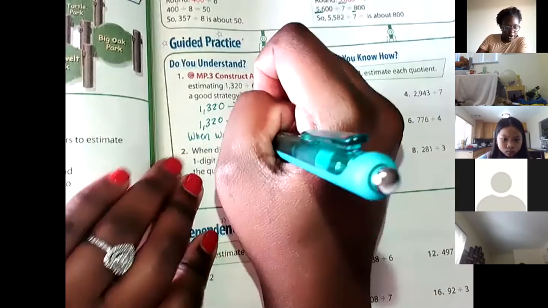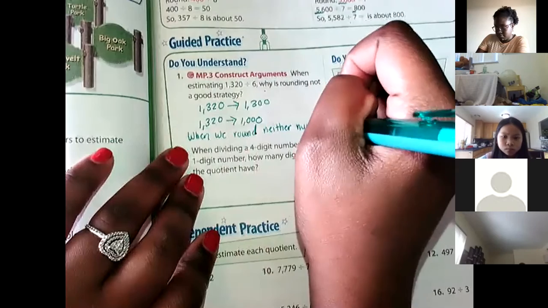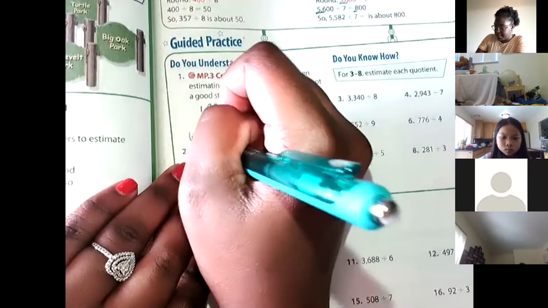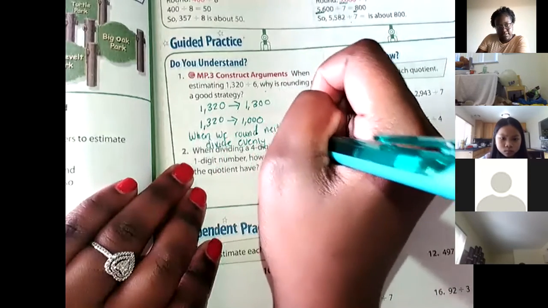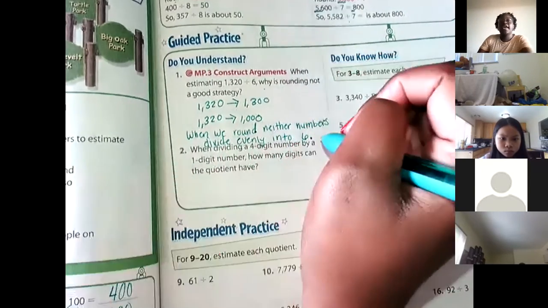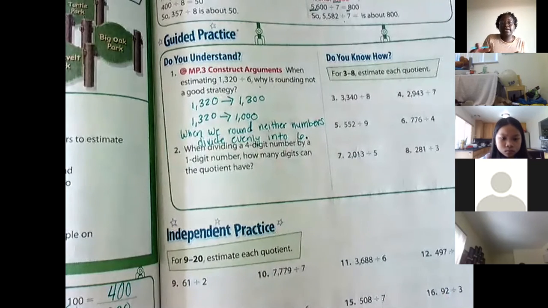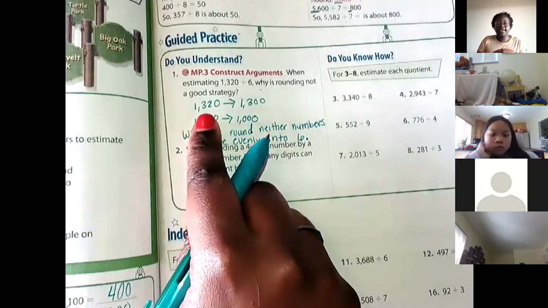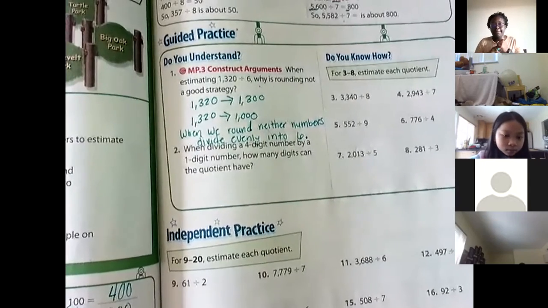So we can say when we round, neither number divides evenly into 6. You can round even numbers. Those numbers just can't go into 6. Okay, but if we change this 1,320 to 1,200, then that can go evenly into 6, because we know 6 times 2 is 12. Add the 2 zeros, 200. Mental math.